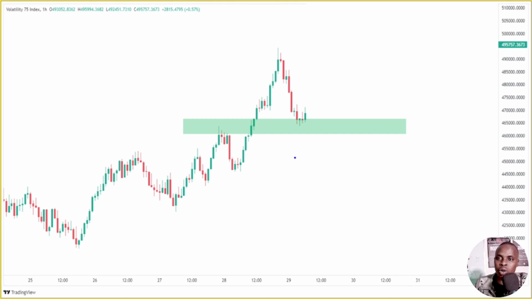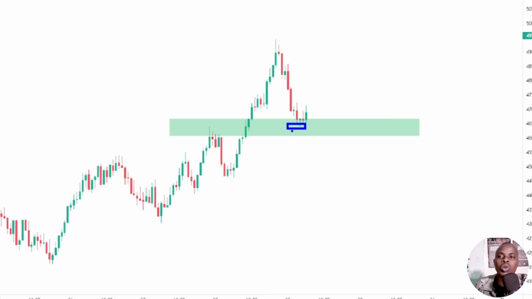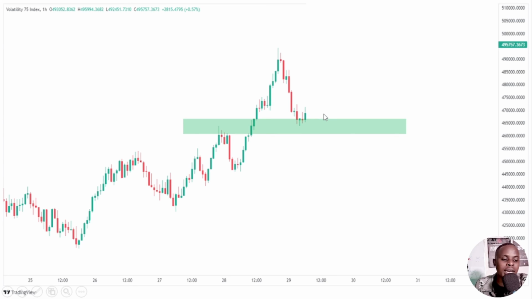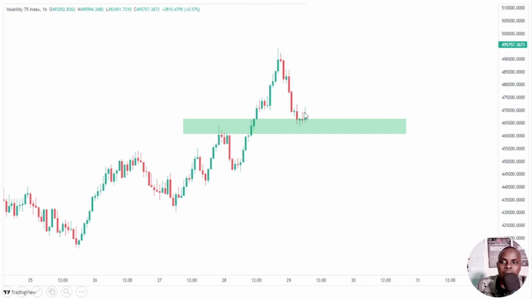A rejection candle can be something like these two candles that you can see right here, which have long wicks to the downside. It can also be a huge green candle, which shows you momentum of the market potentially going up. Once you see that, place your buy order, place your stop loss below this zone, and your take profit always 3 times 1 risk to reward ratio.